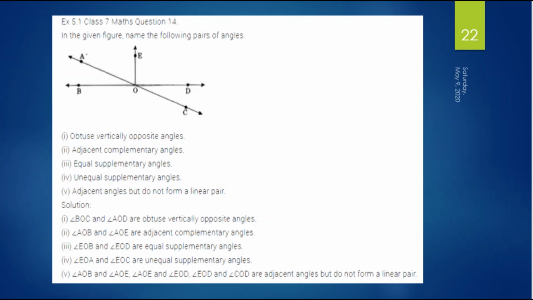The last one is adjacent angles that do not form a linear pair, that is angle AOB and AOE, AOE and EOD, and angle EOD and COD. They are adjacent angles but do not form a linear pair. So that's all with this.